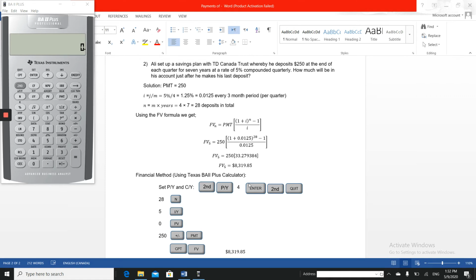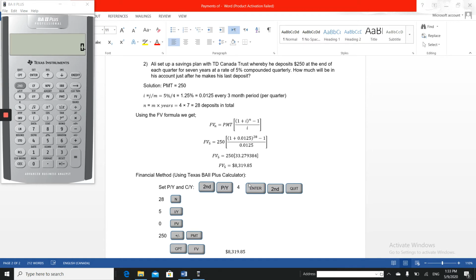Ali set up a saving plan with TD Canada Trust whereby he deposits $250 at the end of each quarter for 7 years at the rate of 5% compounded quarterly. How much will be in his account just after he makes his last deposits?